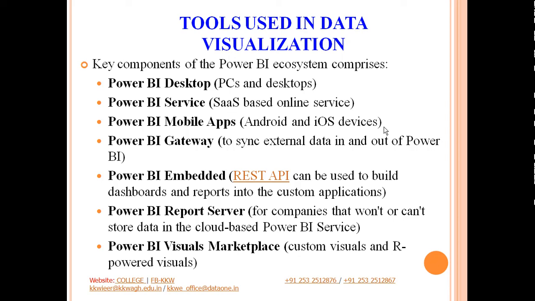So these are the key components. First one is for desktop, second one is for software as a service, third is for mobile applications, fourth one is for freely being able to move the data in and out of your organization. This is if you want to embed your data or reports or dashboards, then you can do it using Power BI embedded. This is for server. If you don't want to store your data on the cloud, then you can make use of report server version. And Visuals Marketplace is where you want to create custom visuals and R based visuals. So these are the key components of the Power BI ecosystem.